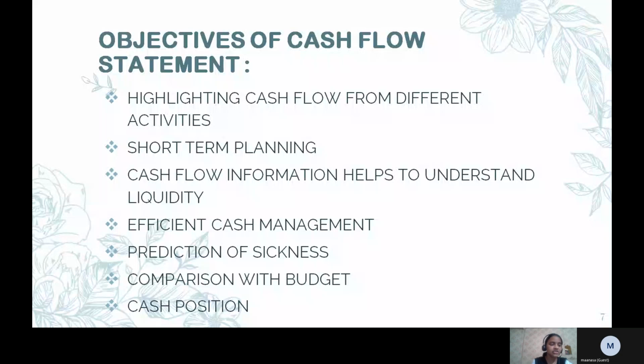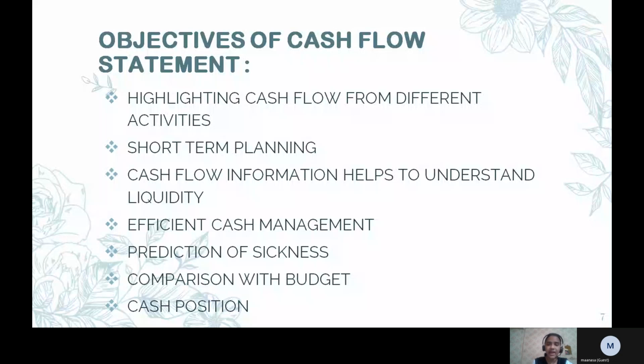Efficient cash management. Cash flow statement gives information relating to surplus and deficit of cash. An enterprise therefore can decide between the short-term investments of the surplus and can arrange the short-term credit in case of deficit. A comparison of the actual cash flow with the budgeted cash flow of the year shows the extent to which cash and cash equivalents were generated and applied as per the plan.